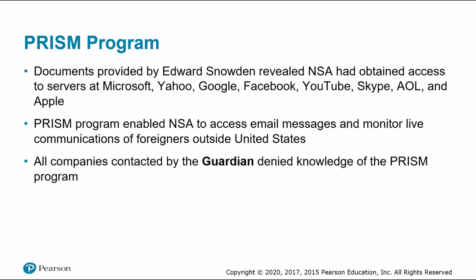The Obama administration provided the following statement: The Guardian and Washington Post articles refer to collection of communications pursuant to Section 702 of the Foreign Intelligence Surveillance Act. This law does not allow the targeting of any U.S. citizen or of any person located within the United States.